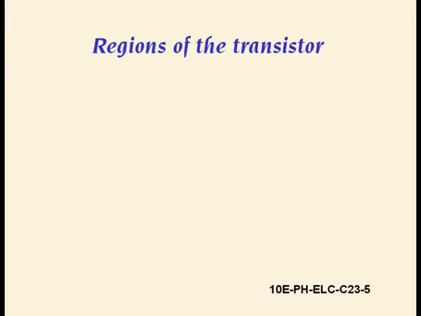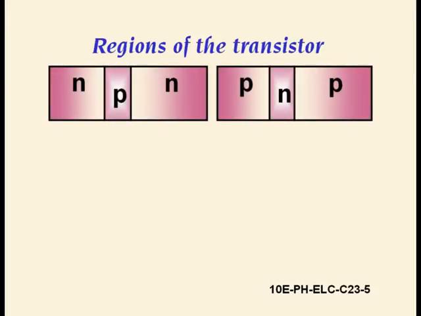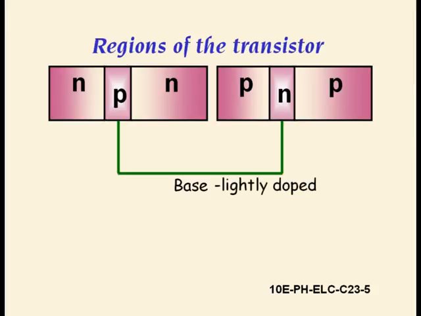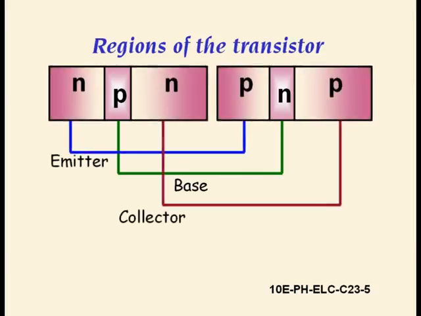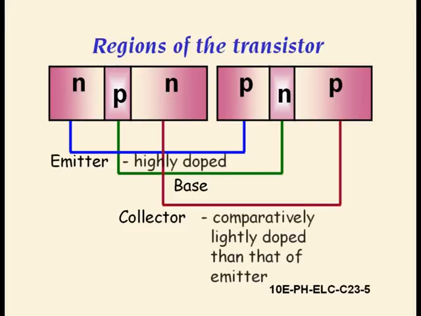Regions of the transistor. The middle region in both types of transistors is known as the base. It is lightly doped. It is a thin layer. The other two regions are emitter and collector. Emitter is more doped than the collector region.